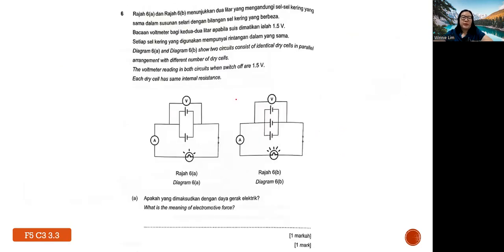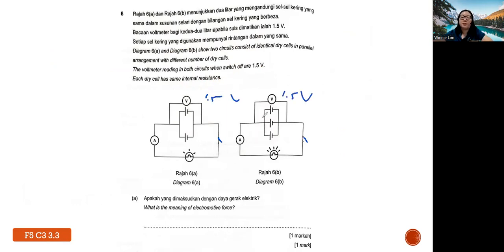Okay, question 6 is still a comparison question. So diagram 6A and 6B show two circuits consisting of identical dry cells in parallel arrangement with different numbers of dry cells. And each dry cell has the same internal resistance, and the voltmeter reading for both circuits when they are switched off. Switched off, that means the circuit is open like this. Okay, you will get 1.5 volt, 1.5 volt. This is what the question means.